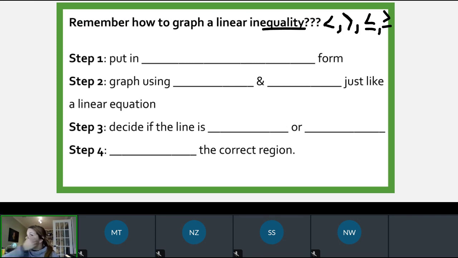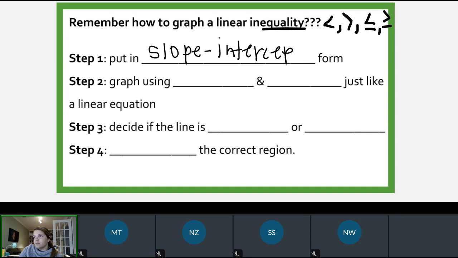Okay. All right. So I want you to be writing these steps down. So get a piece of paper and write these steps down with me because you're going to use them for the rest of class. So first things first, step 1, we want to put our inequality into slope-intercept form. This is y equals mx plus b. So in other words, we're solving for y. Okay, that's our first step.